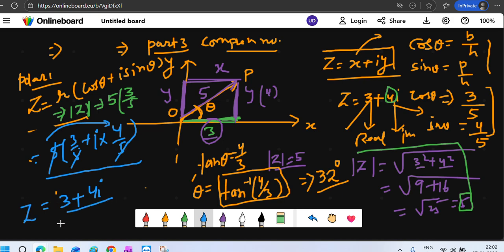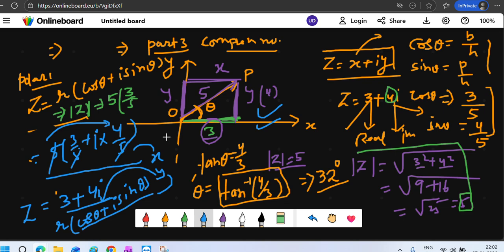So your 3 plus 4i can be written in the form of r cos theta plus i sin theta. Earlier you were writing in x and y, which were real values. Now it is coming in geometrical form, in terms of theta. So this is called the polar representation of the complex number. And this whole plane we are discussing is called the Argand plane.